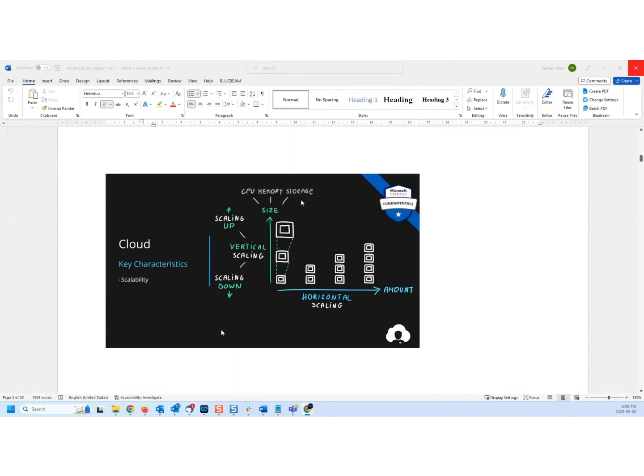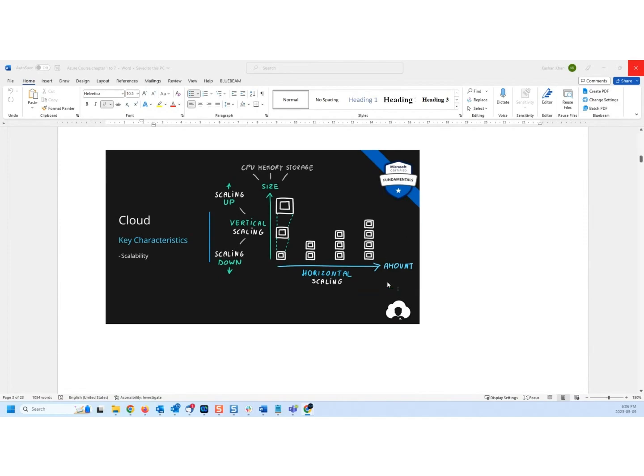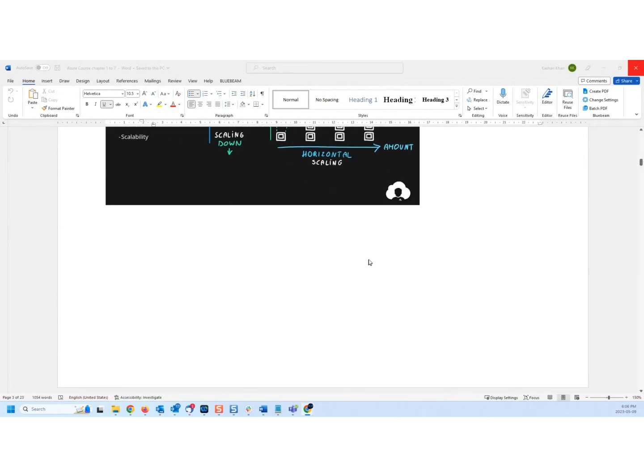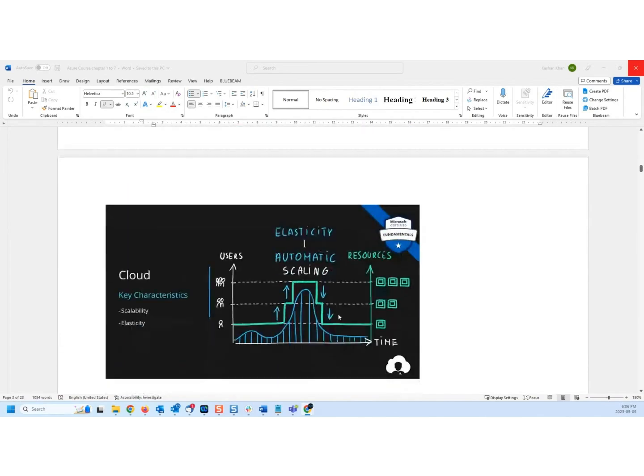So yeah, we can scale up in size or scale horizontally as well. We can have one machine that we continue to scale up, or we can create other machines if we need to. We can increase the number of machines. No matter what we are scaling, we are going to be charged. Elasticity is nothing but automatic scaling. With scalability, you scale up, but then you manually scale it down. Elasticity is automatic scaling up and automatic scaling down.